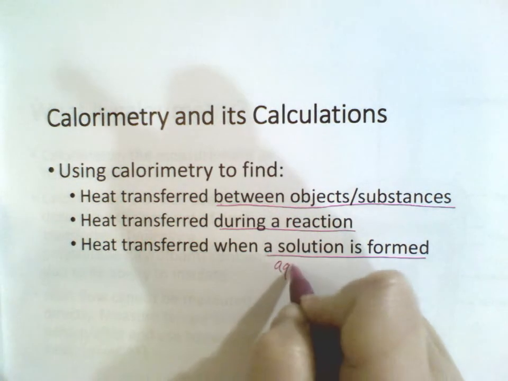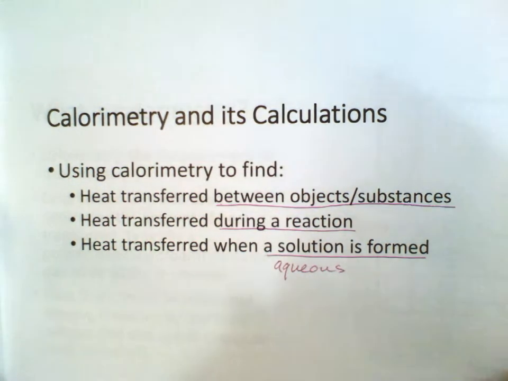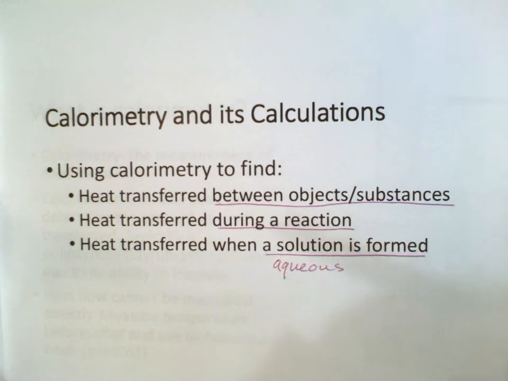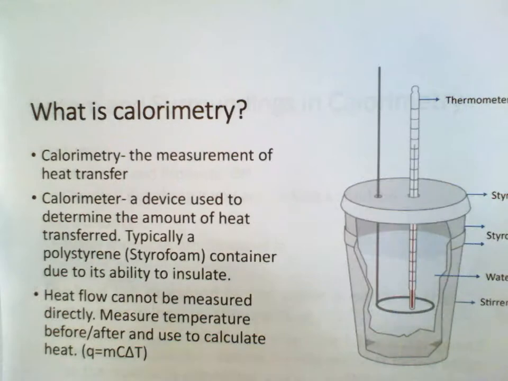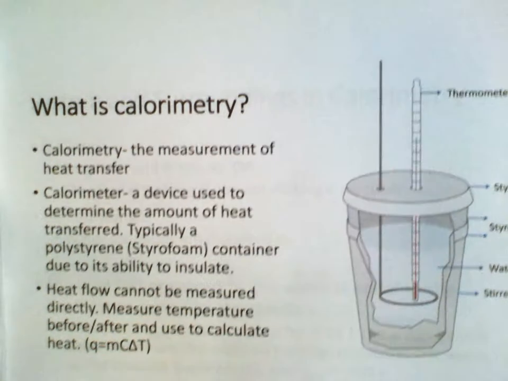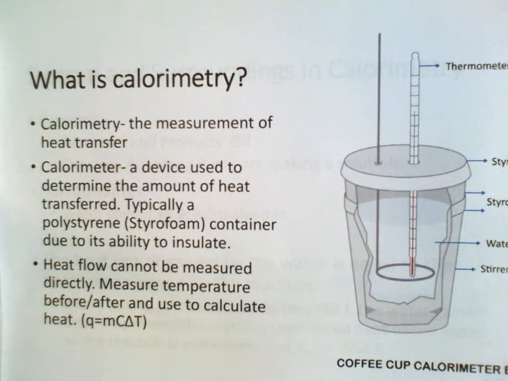So when we're forming that aqueous solution, dissolving something in water. So each of these is dealing with kind of a different lab type situation. So what is calorimetry? Calorimetry is the measurement of heat transfer. It is a lab process similar to how we've talked about titration as a lab process. A calorimeter is a device used to determine the amount of heat transferred between things, between any of those examples we looked at on the first slide.